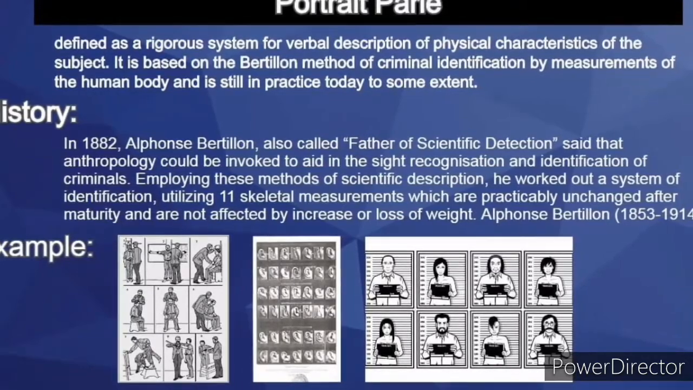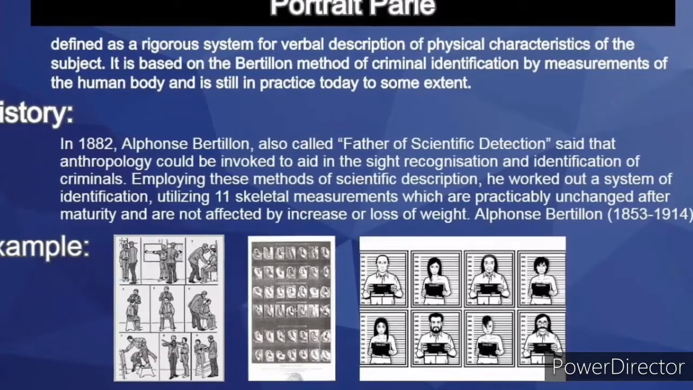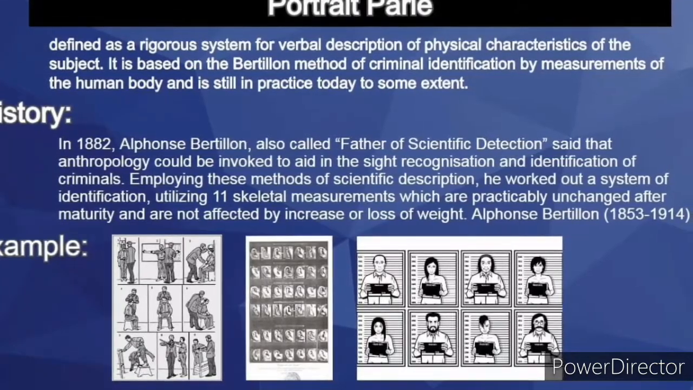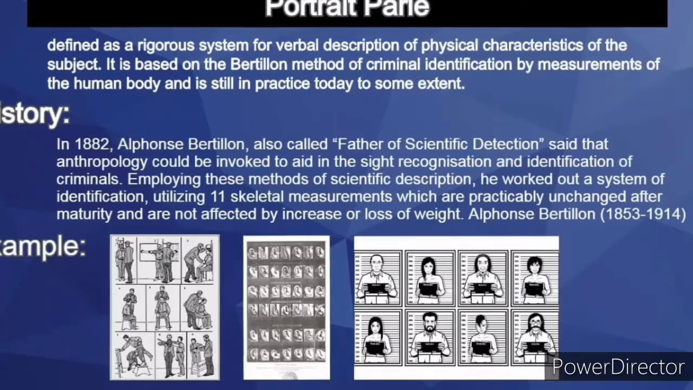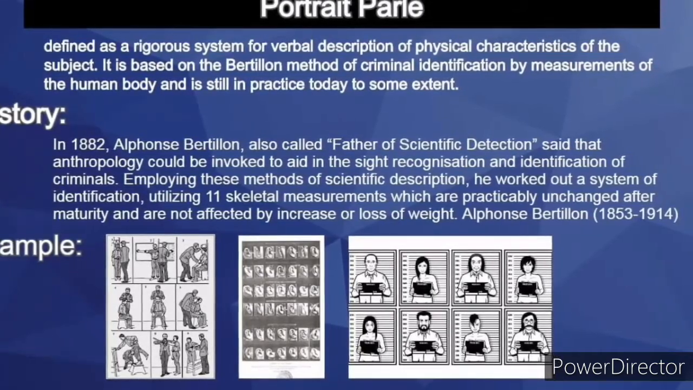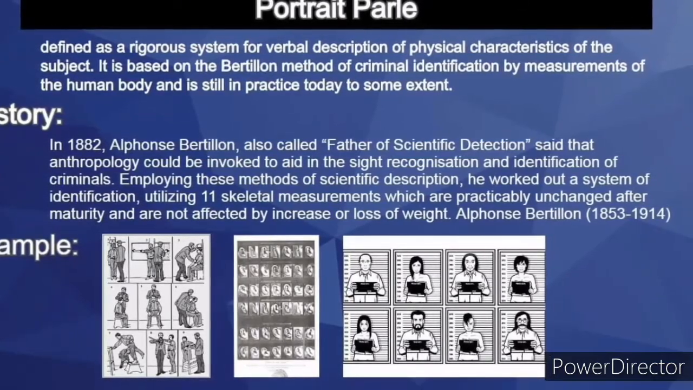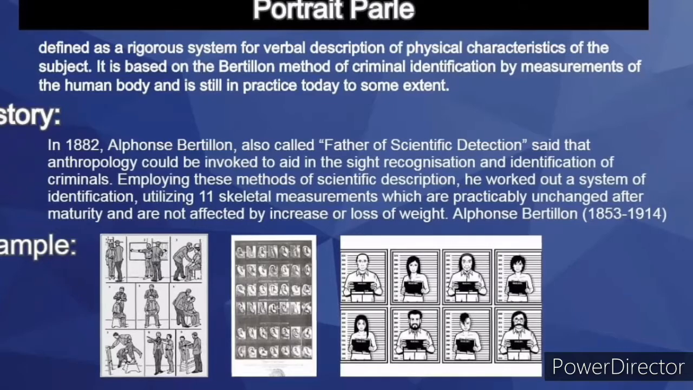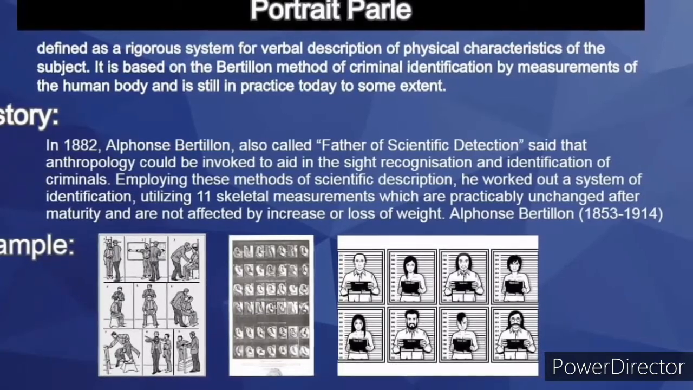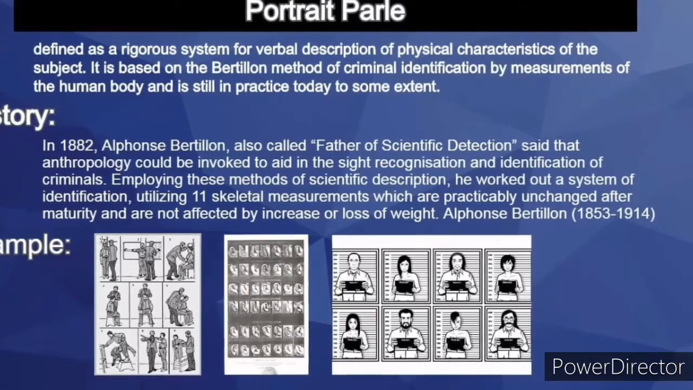Employing these methods of scientific description, he worked out a system of identification utilizing 11 skeletal measurements, which are practically unchanged after maturity and are not affected by increase or loss of weight. There are some examples in this chart.